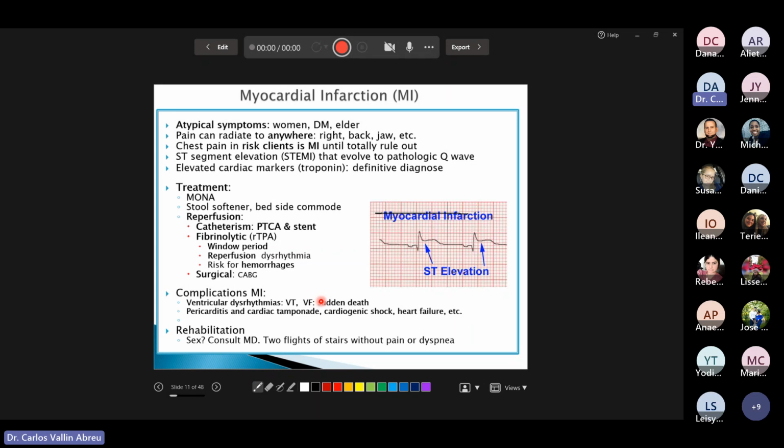The role of the nurse, and the question that I see in NCLEX of myocardial infarction, is that you should overdiagnose myocardial infarction, that you should not rule out myocardial infarction, that you should be overdiagnosing myocardial infarction.